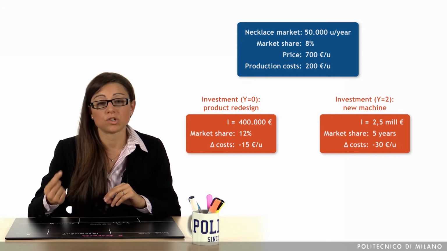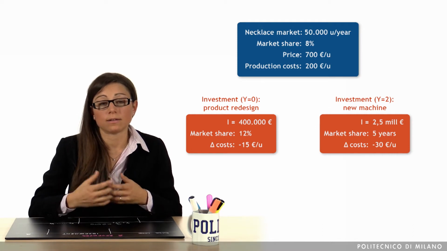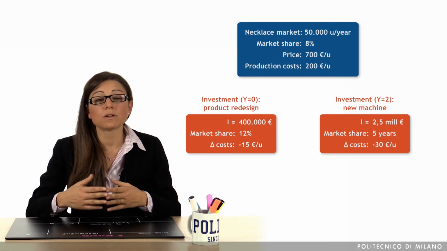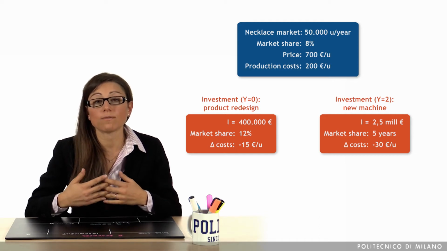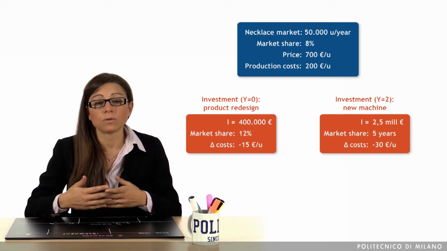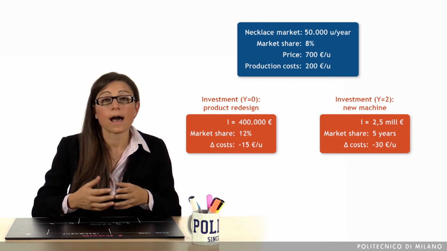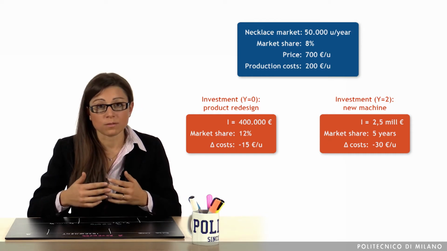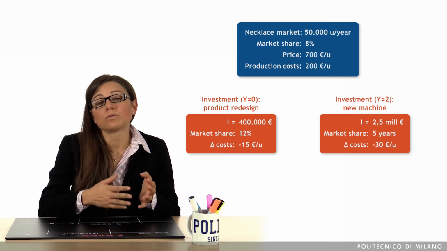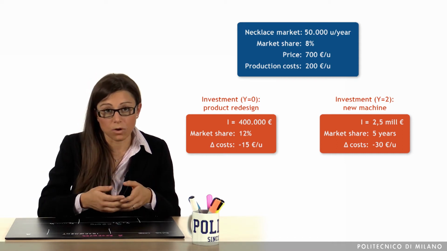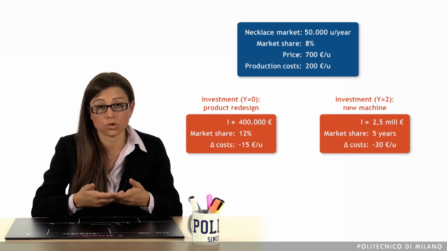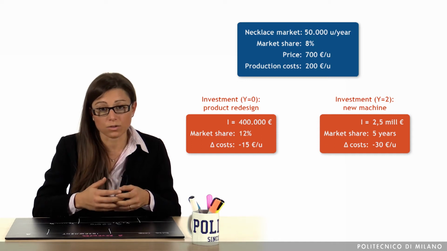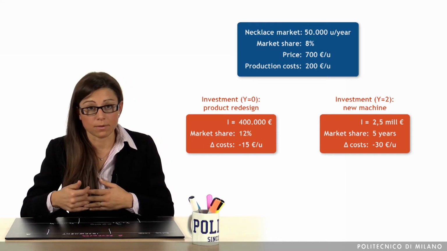Then the company is also planning a second investment that is expected to occur at year number 2 in a new machine, and the amount related to the acquisition of the new machine is 2.5 million euros. This machine is expected to have a useful life of 5 years. Because of this investment, the unitary production costs are expected to be reduced by 30 euros per unit. All of these investments are planned thanks to the support provided by a consulting company, and the consulting company should also be paid. The amount paid to the consulting company is 300,000 euros, expected to be paid at year number 3.